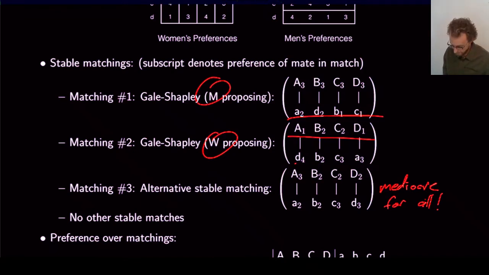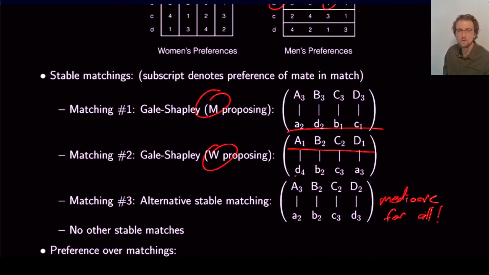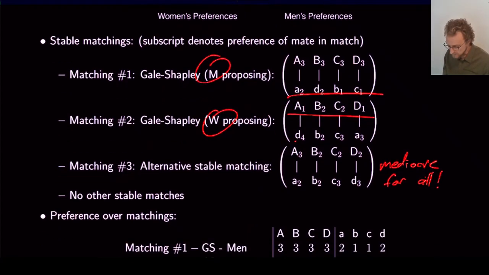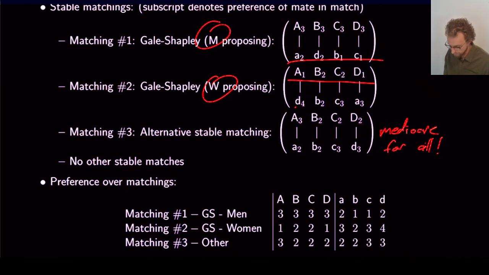So what do we see here? Well, it looks like men did well when they proposed, women did well when they proposed, and then there's this other one that we don't know anything about. So let's actually be exhaustive about this and ask each individual which matching they like the best, and we can create this little table.